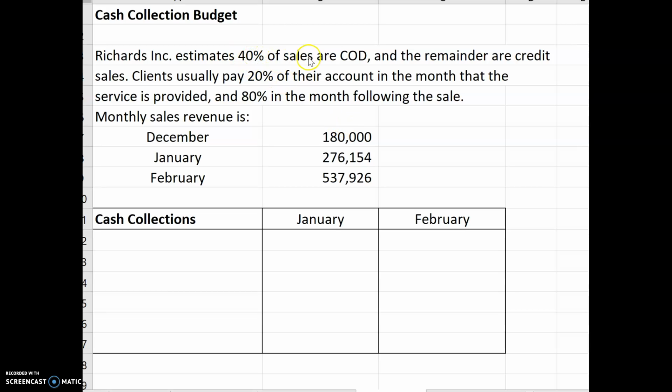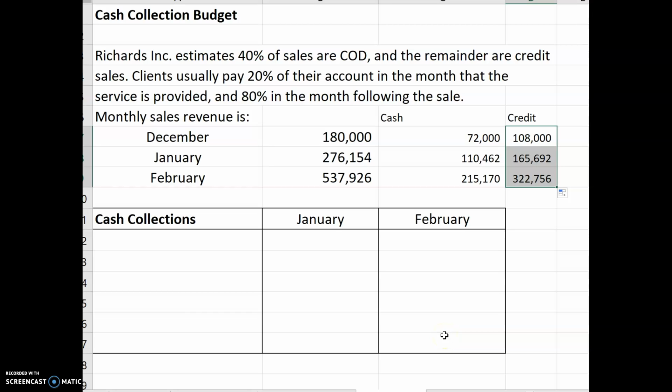Okay, so in this one they say they estimate 40% of the sales are the cash sales. The remainder would be credit. So we're saying 40%. So here's our cash sales for December, January, and February. The rest of the sales then, the other 60%, are credit sales. And so we're trying to figure out how much cash we'll be taking in January and February.